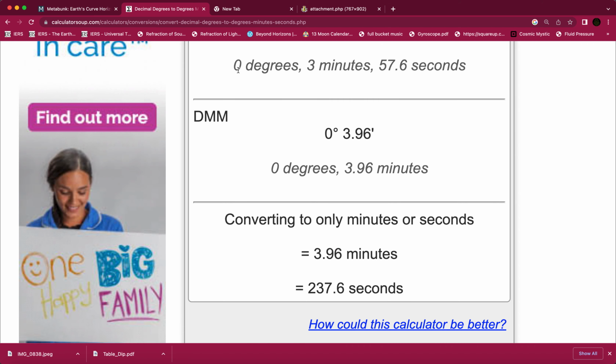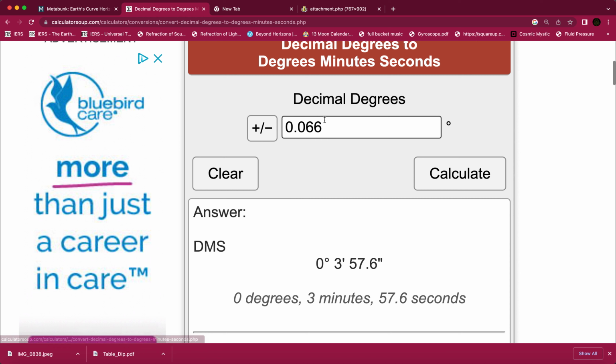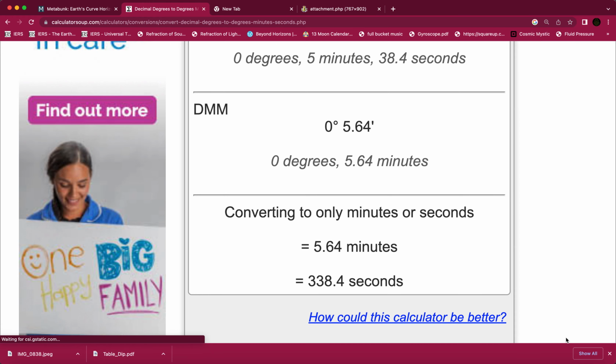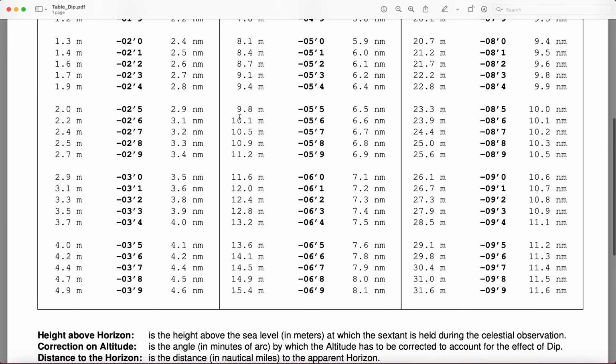0.9094. Let's go up here. Sorry. 94. Calculate. Right. 5.64. Right. So where are we here? 10 meters. So right. 5.6. Right. So 5.6. 10.1 is 5.6. So there are very, very small discrepancies, but only very small ones.